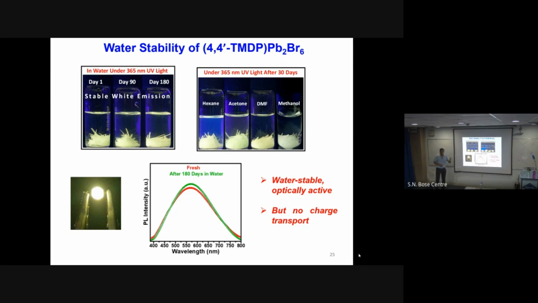So we ended up with a system. This is a hybrid lead halide system, though not perovskite. It is optically active, but in this kind of system, by design, the charge transport is expected to be very poor because I have a 1D network, and between the 1D network, I have the insulating organic molecules. So then we thought to improve this situation a bit better.